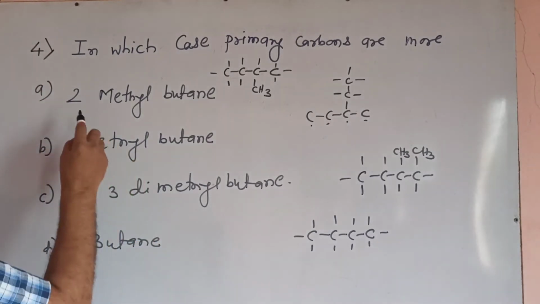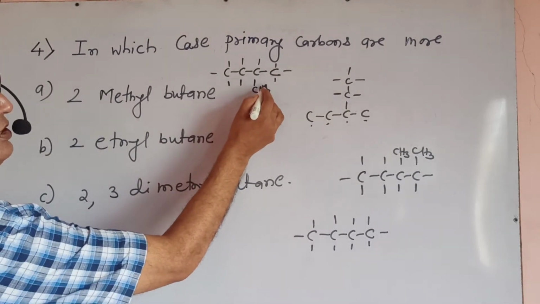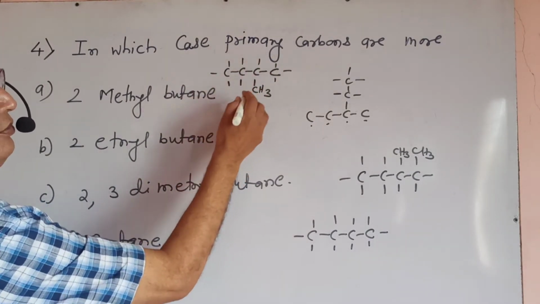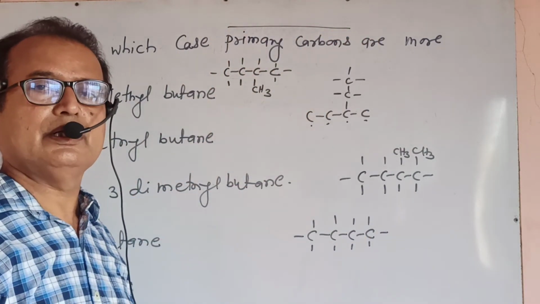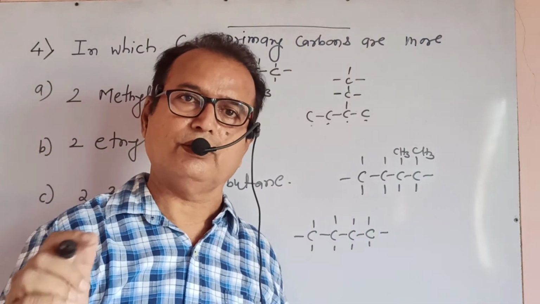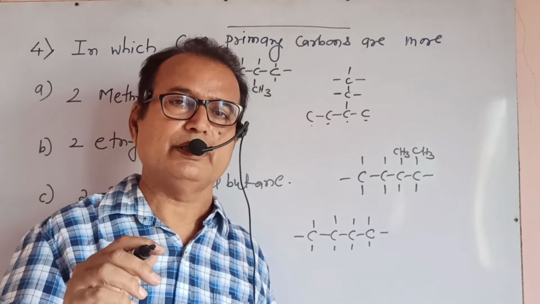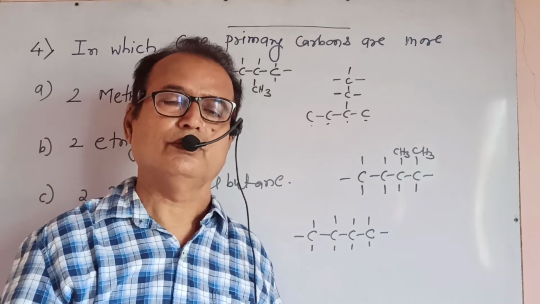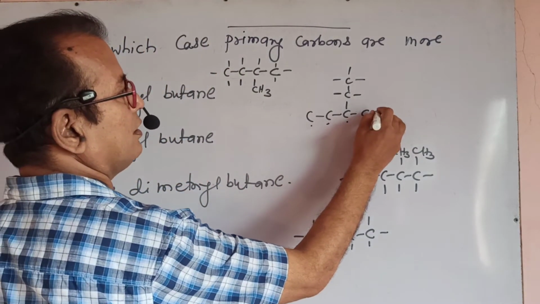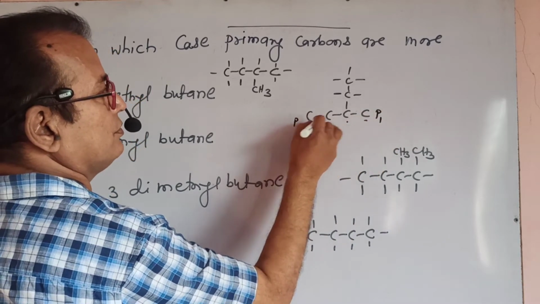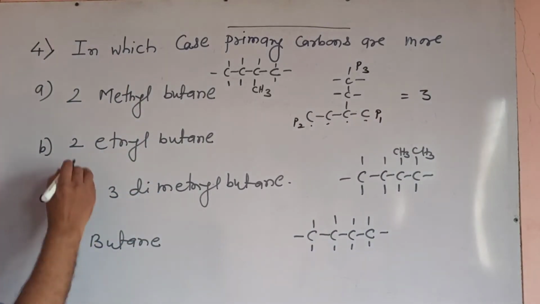The first structure is 2-methyl butane. At the second position there is a methyl, 1, 2, 3, 4. How many primary carbons are there? A primary carbon means the carbon which is connected to only one other carbon. The middle carbon is not primary. This is primary 1, this is primary 2, this is primary 3. Here 3 primary carbon atoms are there. 2-ethyl butane.